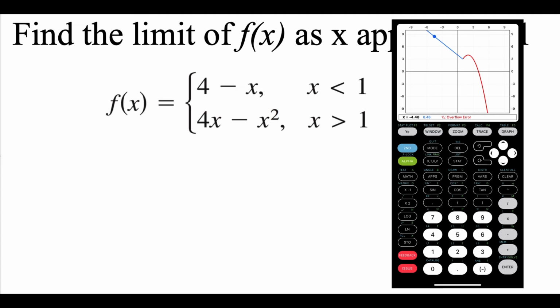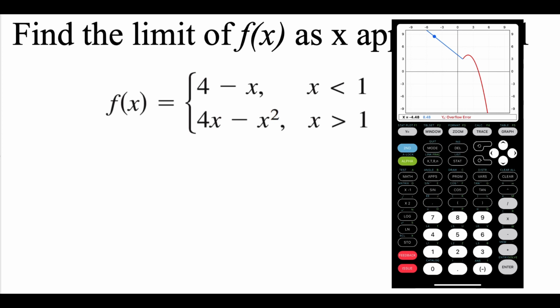Now if I were to zoom in at 1, I would see that this point doesn't actually exist because neither function is defined for an x value of 1. The top function is only defined for x values that are less than 1. The bottom function is only defined for x values that are bigger than 1. But we can still do this limit by approaching 1 from each side.